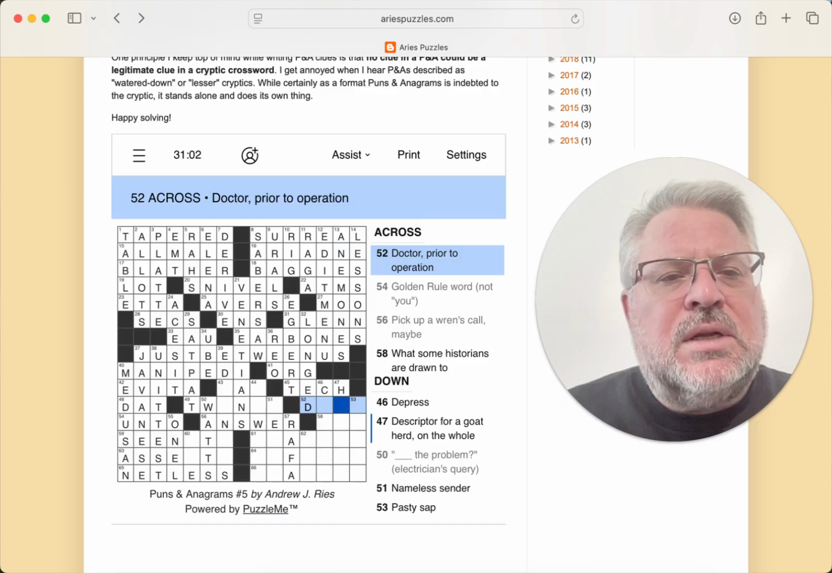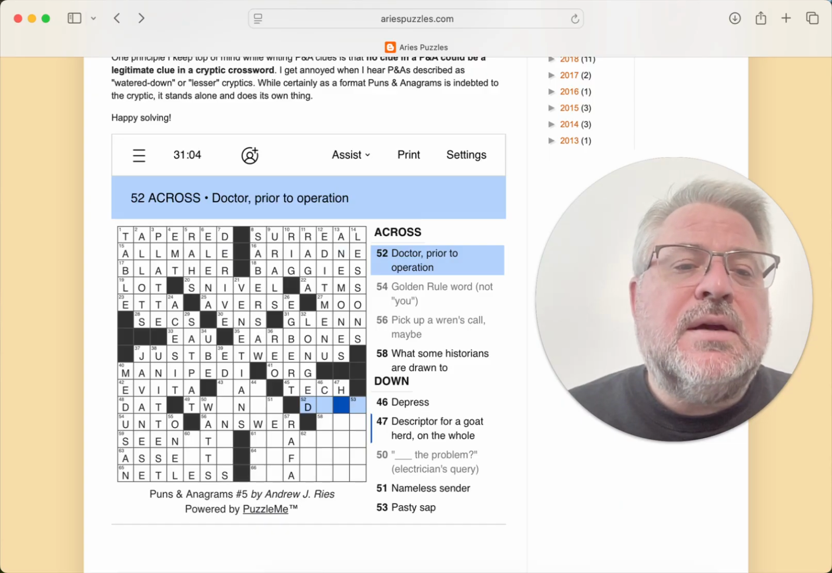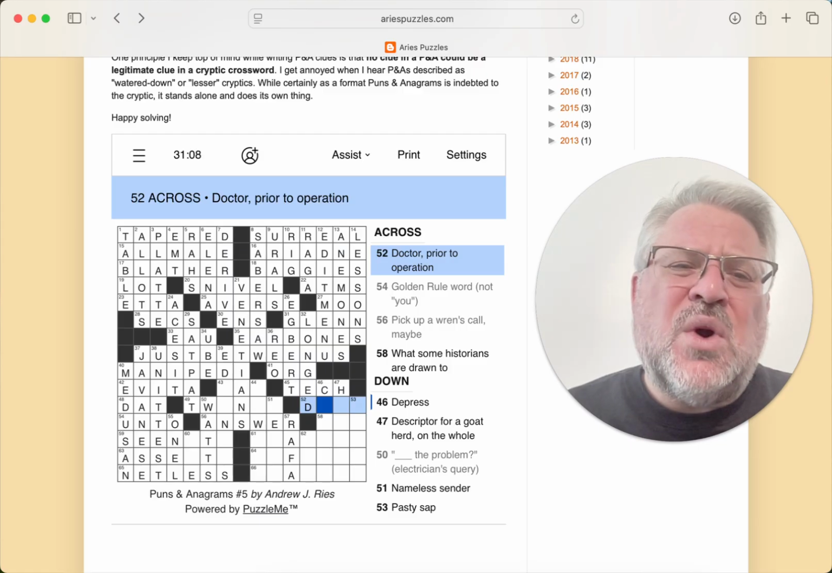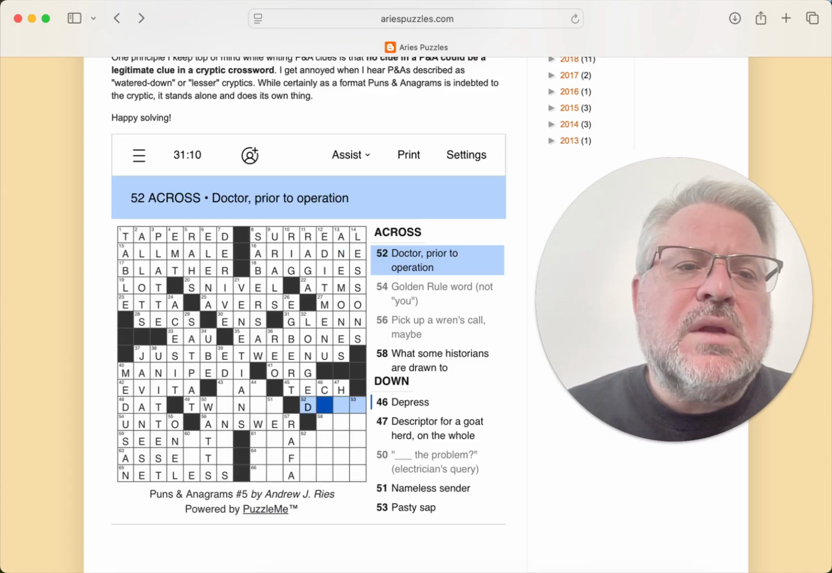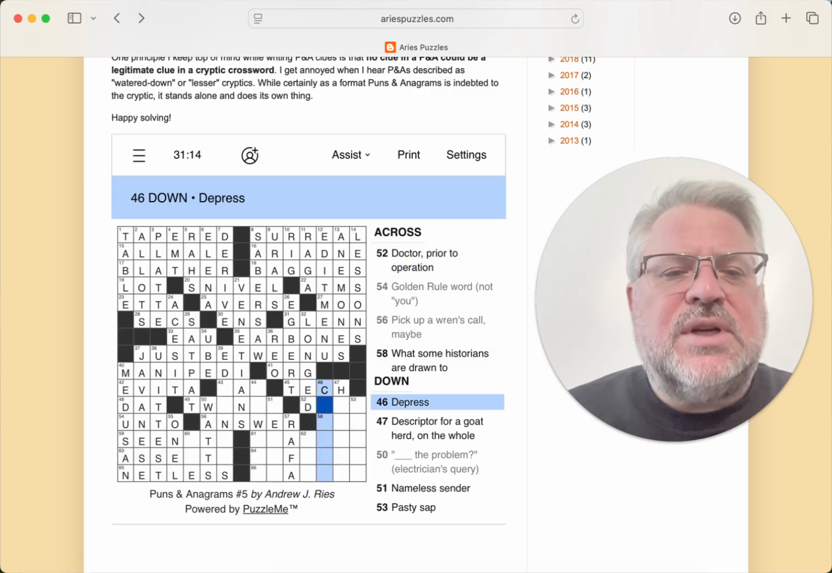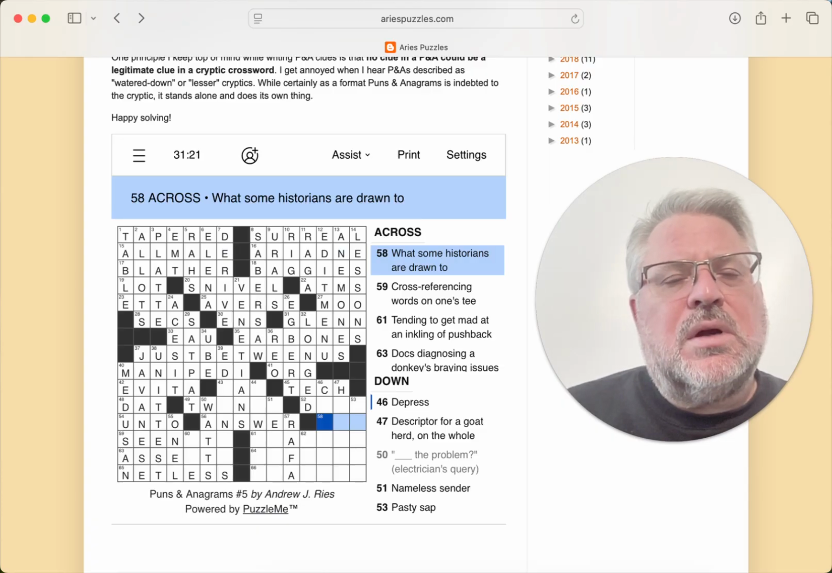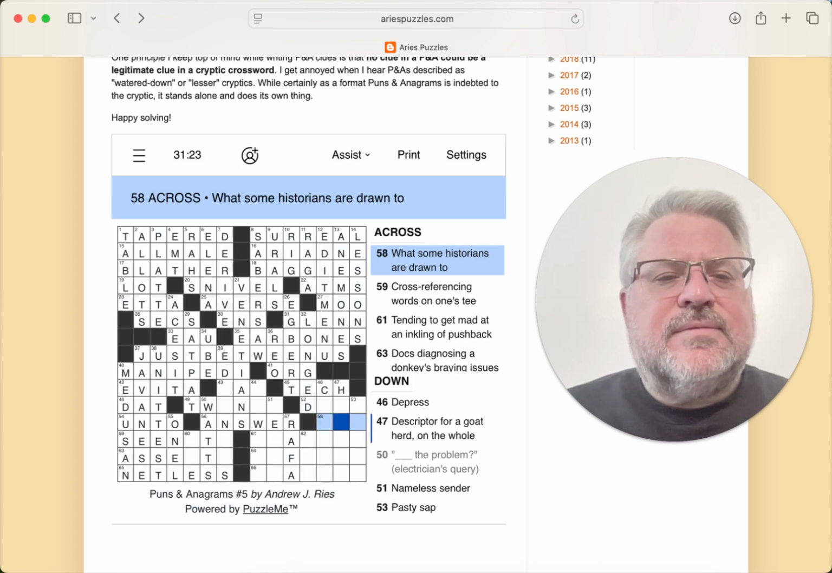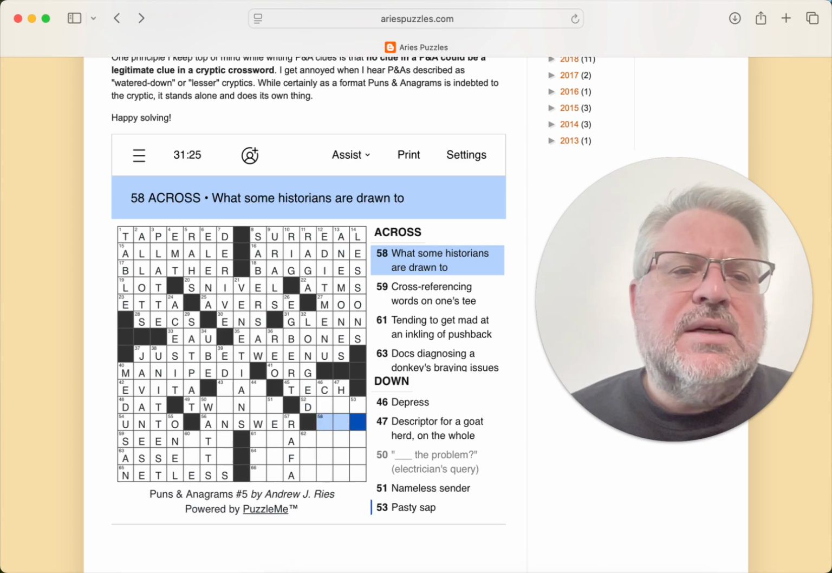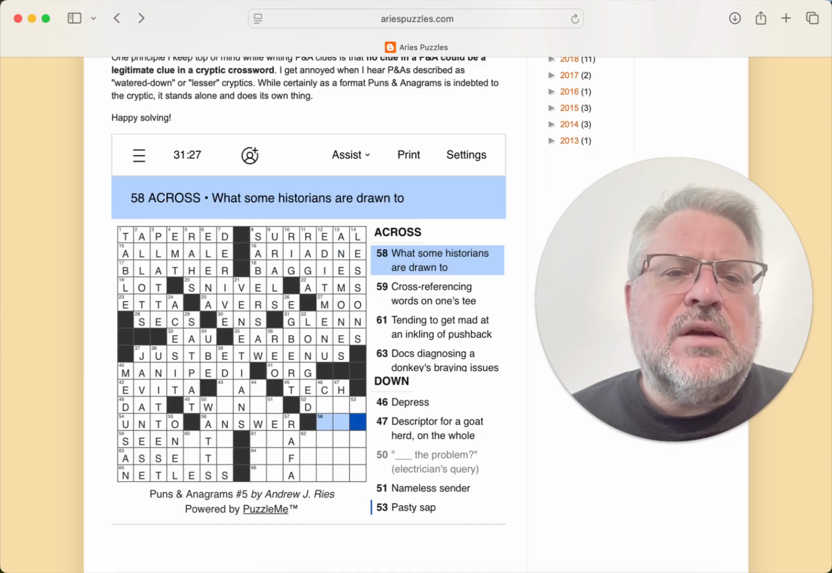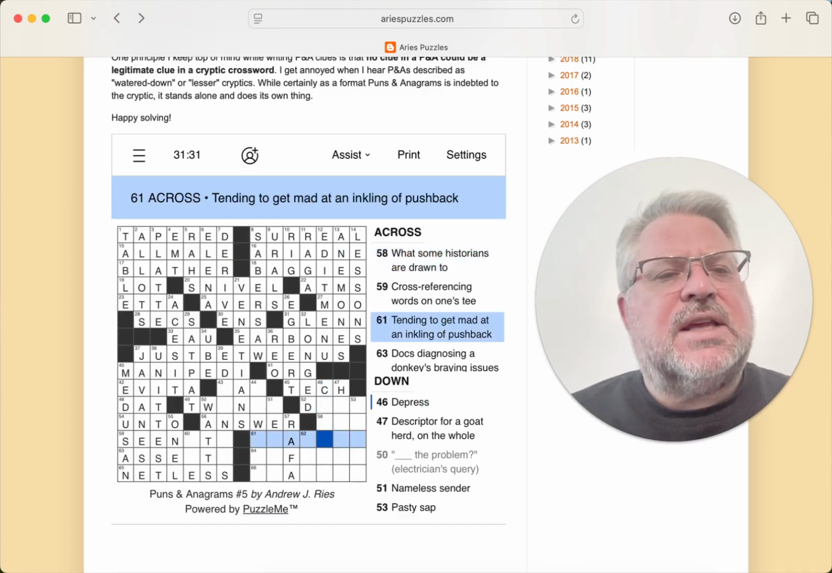Operation can be op, can be, is it door? If we took out CT, how is that prior to operation? I'm not sure I'm getting that. 58 across, what some historians are drawn to. I feel like a historical era might kind of be suggested here, but I don't see how it would be suggested by anything else in there.